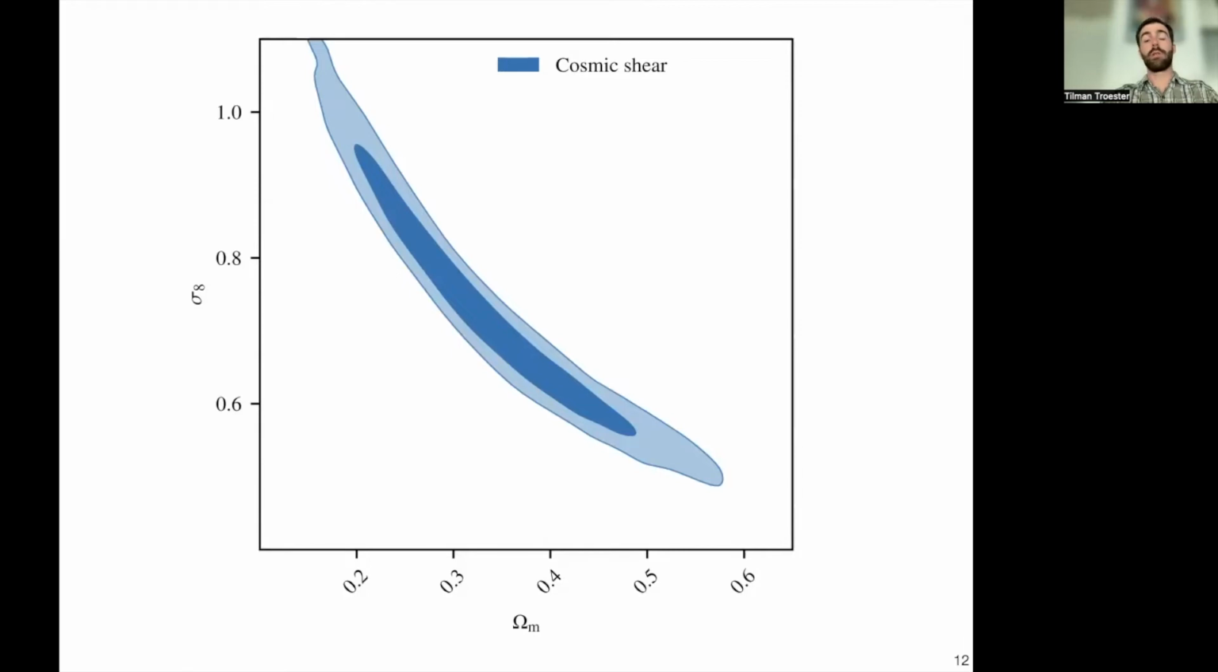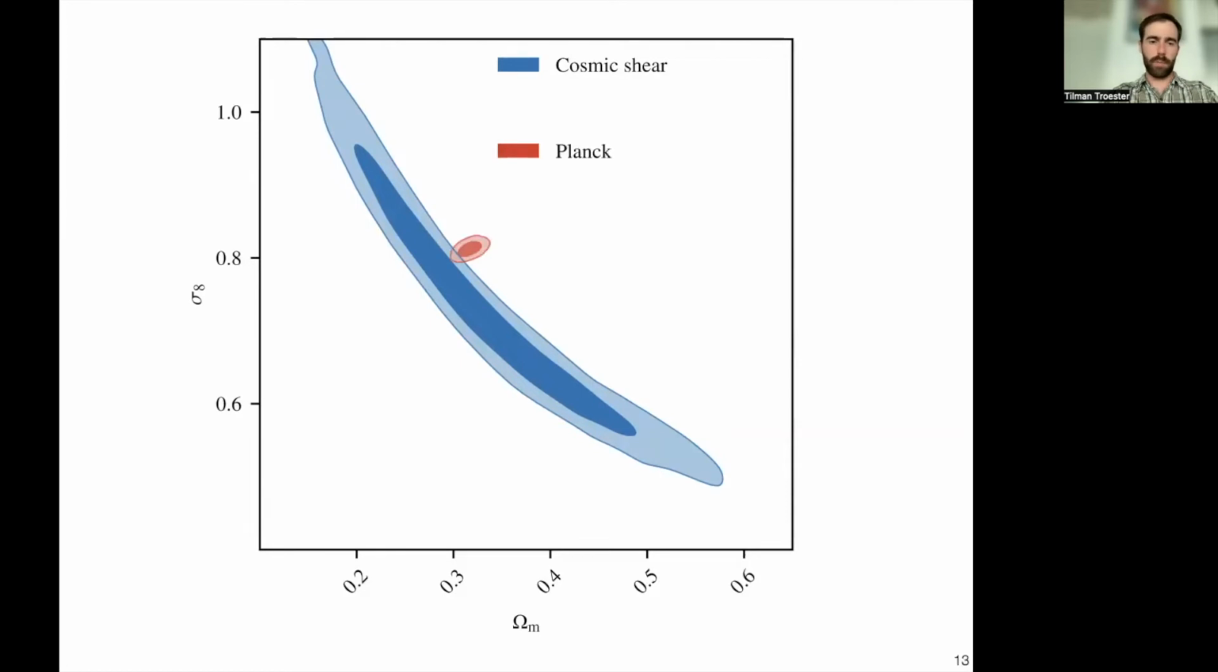So here I show the constraints from KiDS-1000 cosmic shear for a parameter called sigma 8, which measures how clumpy matter is, and a parameter called omega m, which measures how much matter there is. And you can see there's this degeneracy, as both more matter that's less clumpy and less matter that's more clumpy have quite similar lensing signals. But across this degeneracy, the parameter combination called S8, we have quite good constraints.